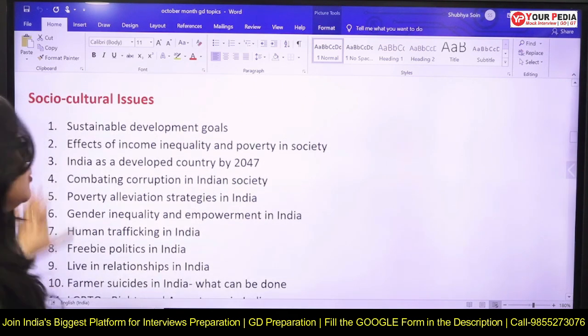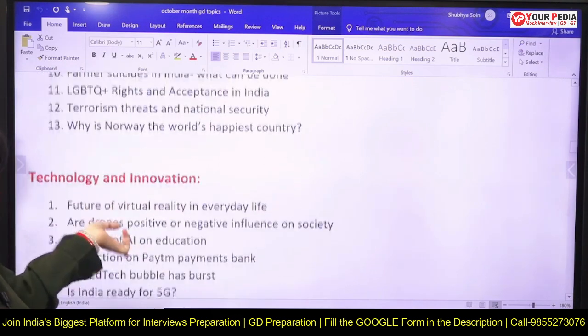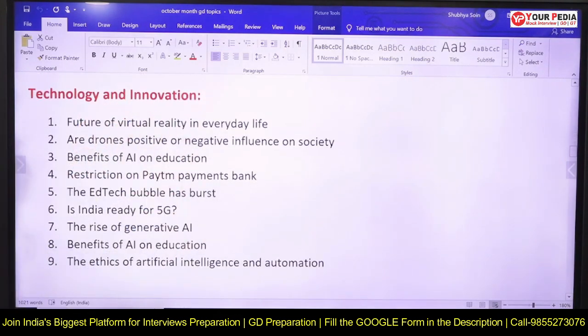You must be aware of these things. These are some of the socio-cultural topics and issues which are prevalent. And I tell you about live-in relationships also: this topic was very much in discussion in the PSUs also.